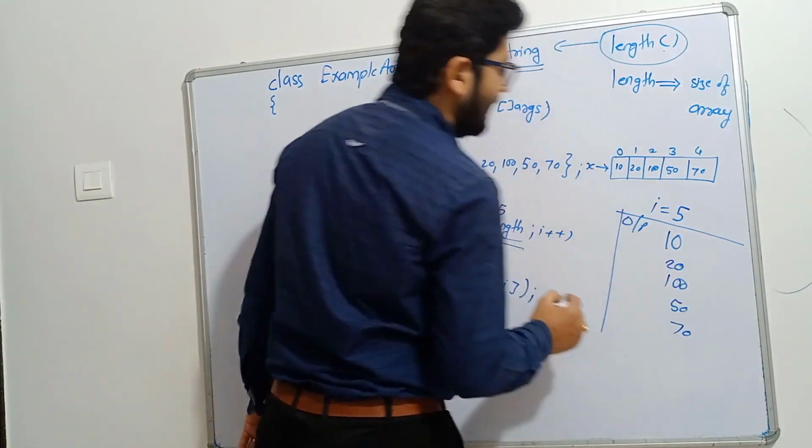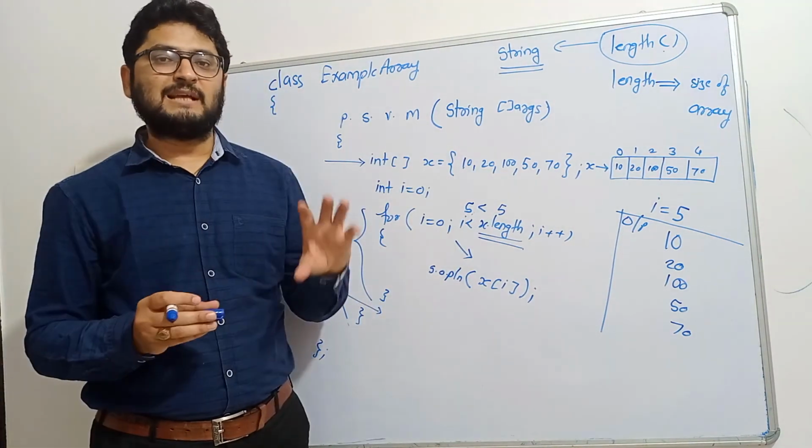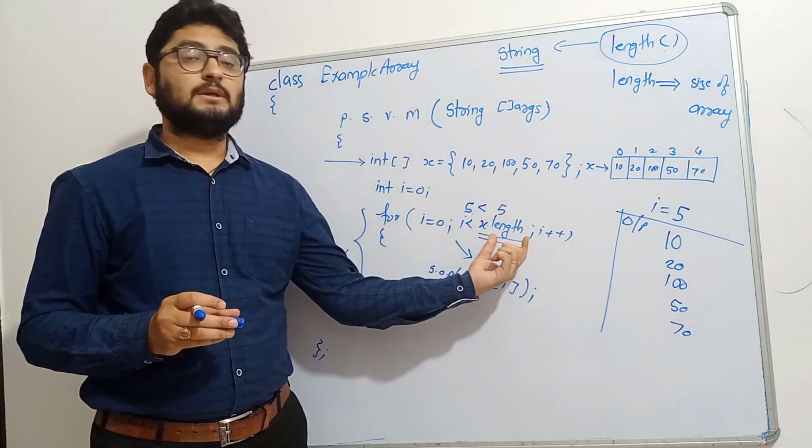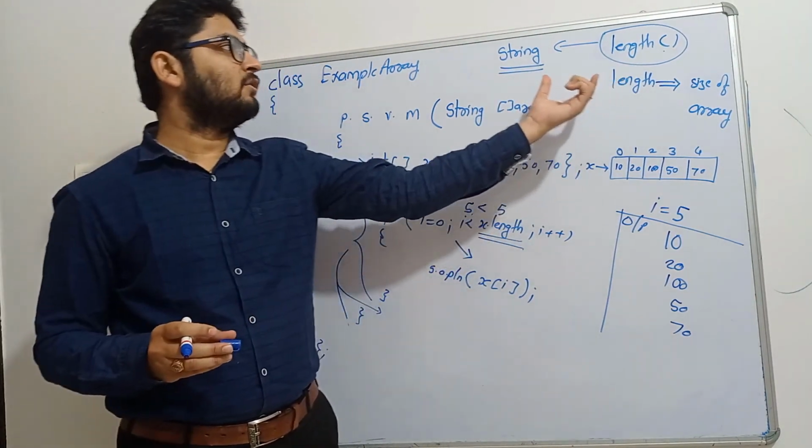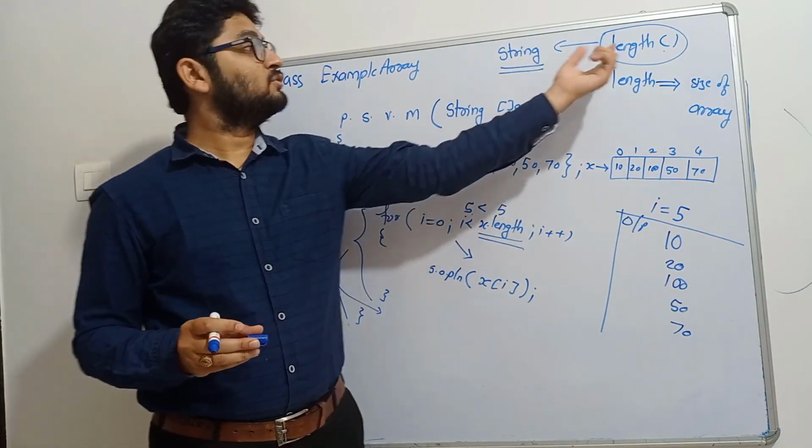You have to remember that if you want to find out the size of an array, then you have to use the length variable. Whereas if you want to find out the length of a string, then you have to use the length method.